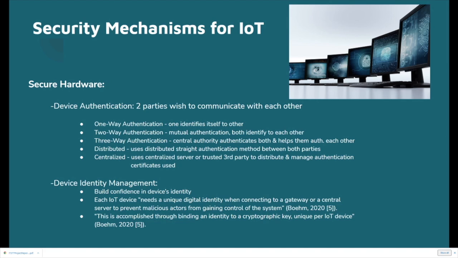Moving on to the next one, which is device identity management. This one's also very important. You want to build confidence in the device's identity. You want to make sure that the device is what it says it is and not an imposter. Each IoT device needs a unique digital identity when connecting to a gateway or a central server to prevent malicious actors from gaining control of the system. This is accomplished through binding an identity to a cryptographic key unique per IoT device.